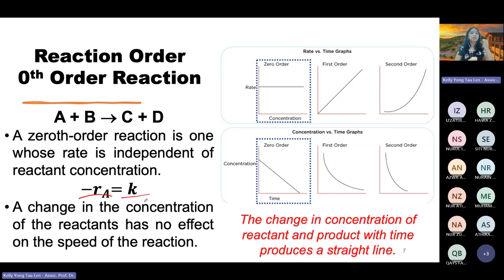Again, how do we know that number? I will teach you shortly how to find k. So what does it mean if we say that? If the reaction is zero order, when you change the concentration of the reactant, it has no effect on the reaction rate. Remember that -rA is the rate of disappearance of A. So if you look at the right side, there is no concentration, meaning my reaction rate is not influenced at all by the concentration of my reactant. It is only influenced by the value of k.